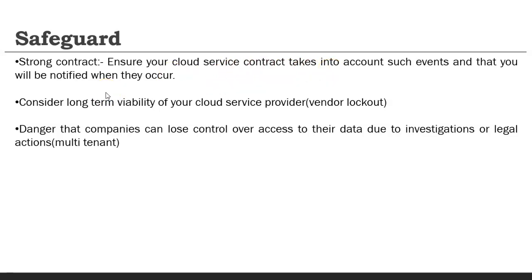First thing, they have to notify, because they are the first ones who get informed about any data breach and data loss that has happened. They should notify quickly. At the same time, they should also support you in the e-discovery or the evidence collection if any e-discovery notice comes. Also consider the long-term viability of your cloud service provider. You cannot have a vendor who is not sound enough, and there are chances of vendor lockout, as we have seen.